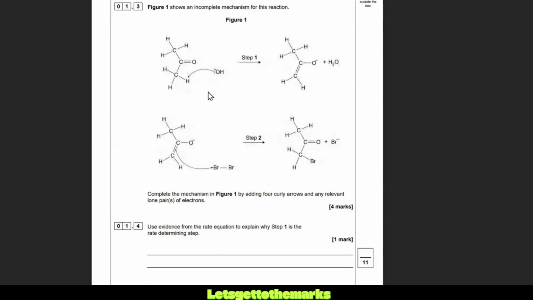Okay, so we have the last couple of bits of this question. 1.3, figure 1 shows an incomplete mechanism for this reaction.